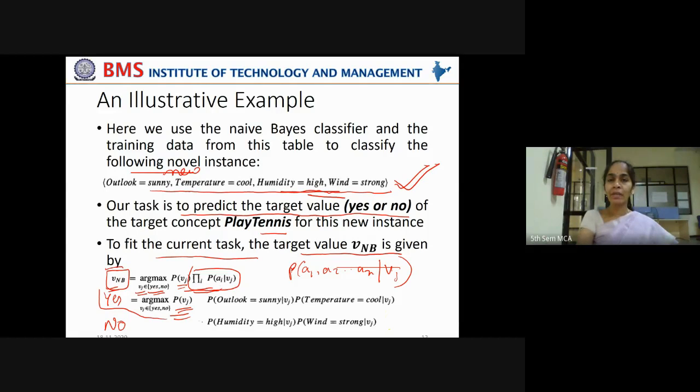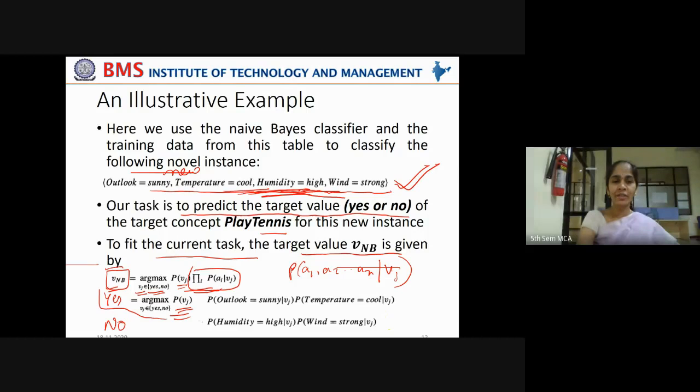What is the probability of this new instance's target label being yes? That we are going to calculate first. Then calculate the probability of this instance's target label being no also. Now among these probabilities, whichever is highest, that target label you assign to this new instance. See, it is very easy to understand.